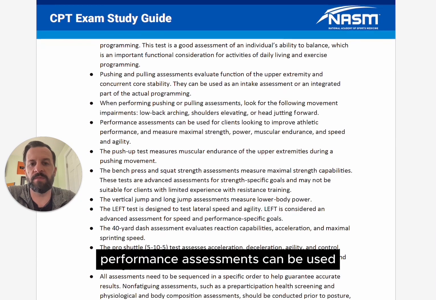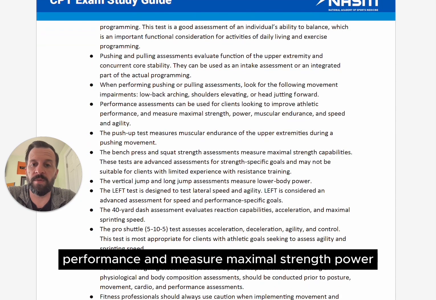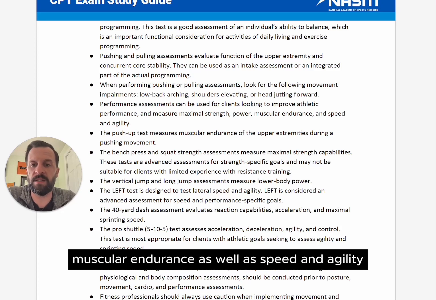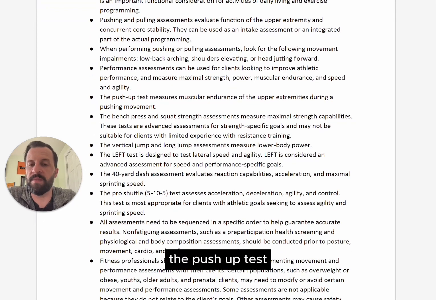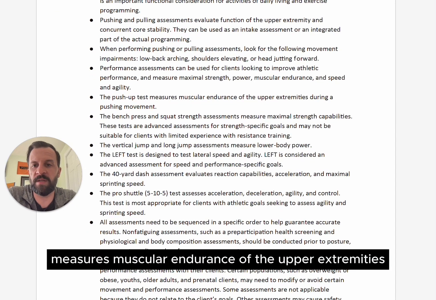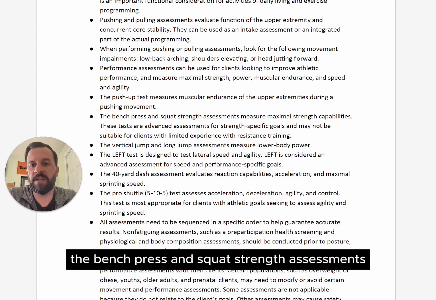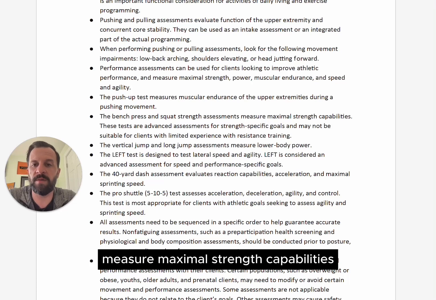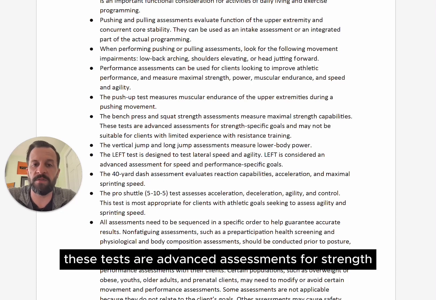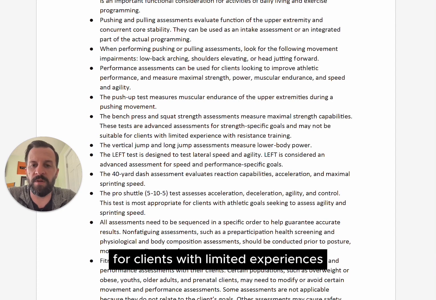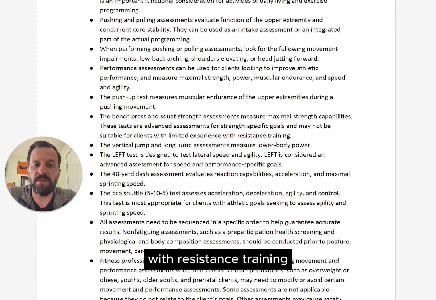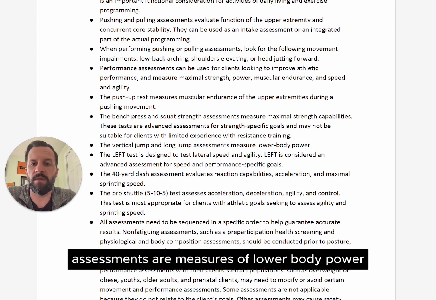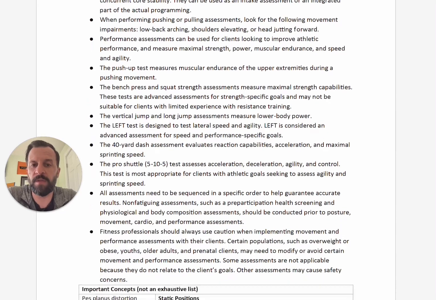Performance assessments can be used for clients looking to improve athletic performance and measure maximal strength, power, muscular endurance, as well as speed and agility. The push-up test measures muscular endurance of the upper extremities during a pushing movement. The bench press and squat strength assessments measure maximal strength capabilities. These tests are advanced assessments for strength-specific goals and may not be suitable for clients with limited experience with resistance training. The vertical jump and long jump assessments are measures of lower body power.